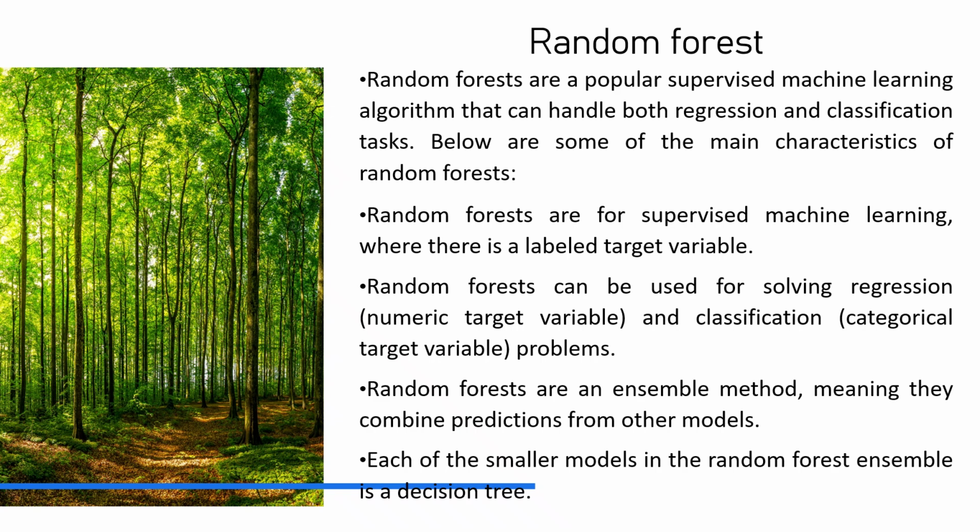We can also call random forest one of the ensemble methods. The ensemble process combines the predictions from all the other models. Each of the smaller models in the random forest, or ensemble, is a decision tree. What we mean is, whatever small models we use, we take all the models' outputs, combine them together, and work on them to predict the correct output. That process is called the ensemble process. This is the simplest meaning.